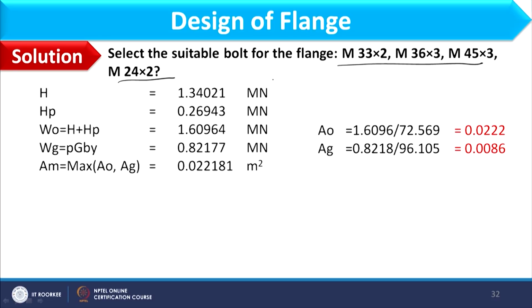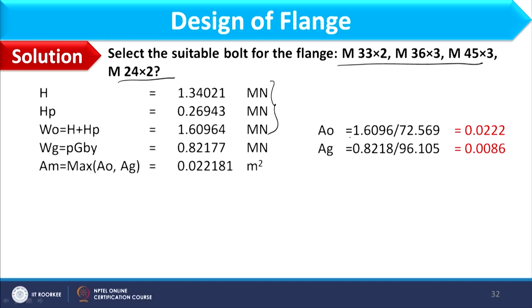as bolting up condition. So for operating condition, this W naught comes as 1.6094, H and HP we can find as we have discussed in the last example, WG we can consider as 0.82177, and based on that we can find out area for operating condition and area for bolting up condition. So based on these values, I can find area at operating condition and bolting up condition.